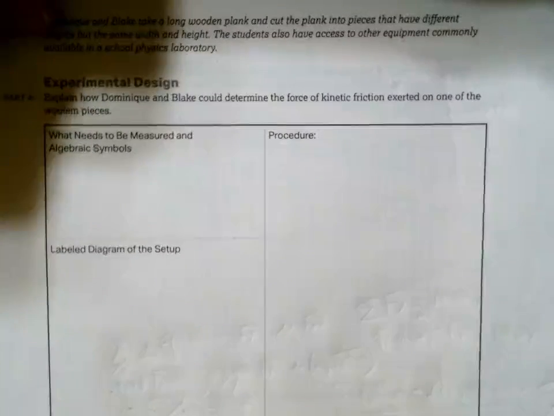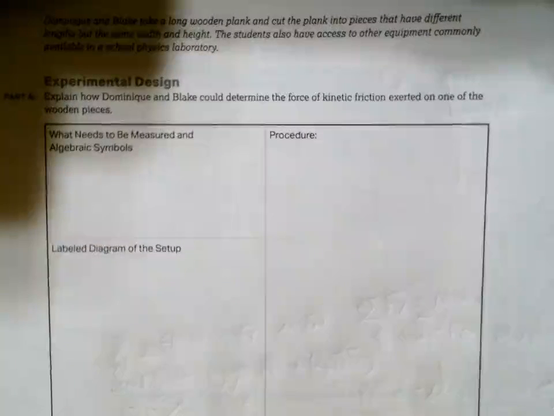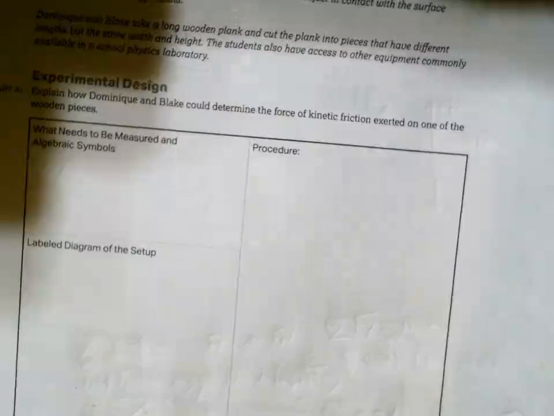All right, so for this one, this is an opportunity for you to demonstrate your experiment writing skills. We want to [take a] long wooden plank and cut the plank into pieces that have different lengths but the same width and height. The students also have access to other equipment commonly available in school. How could they determine the force of kinetic friction exerted on one of the wooden pieces?